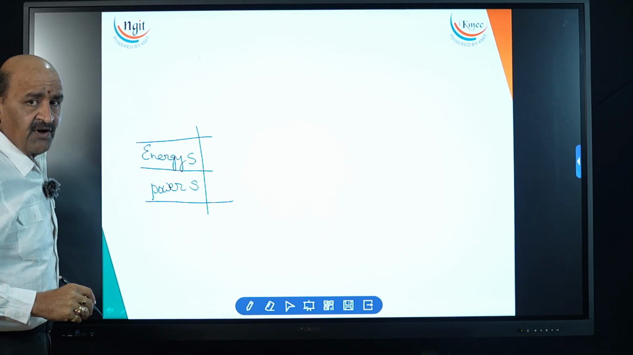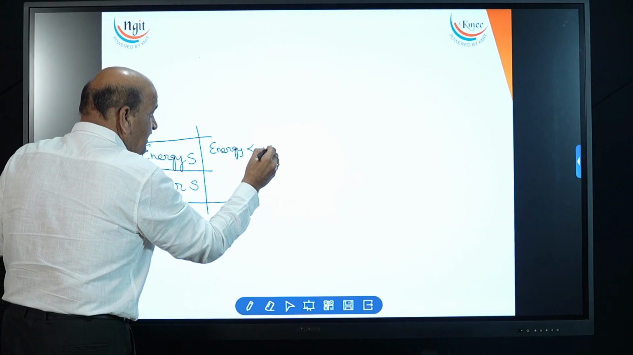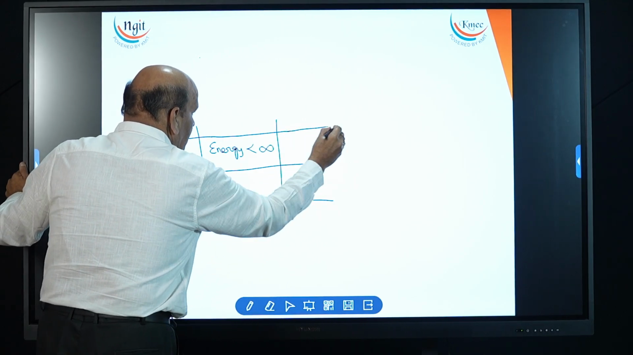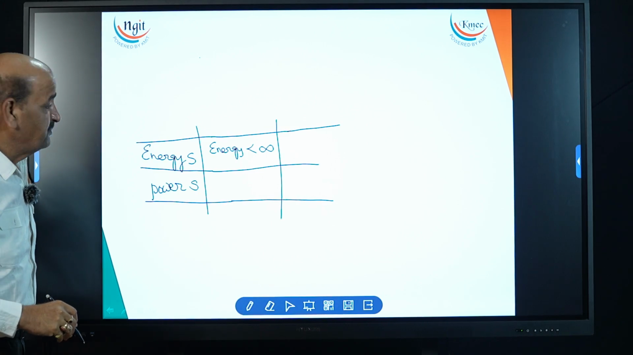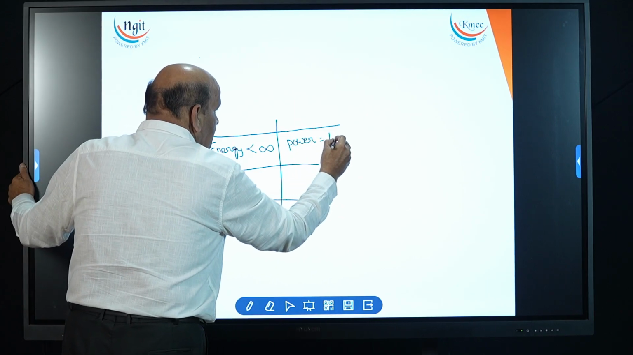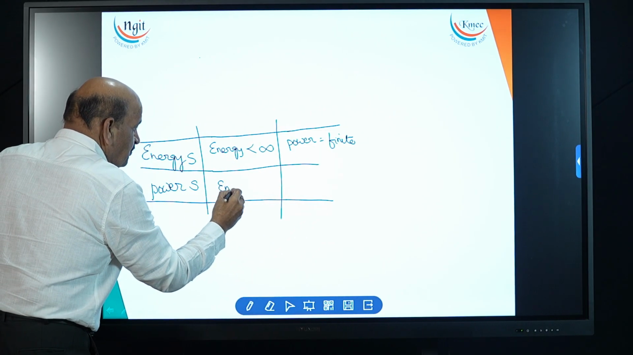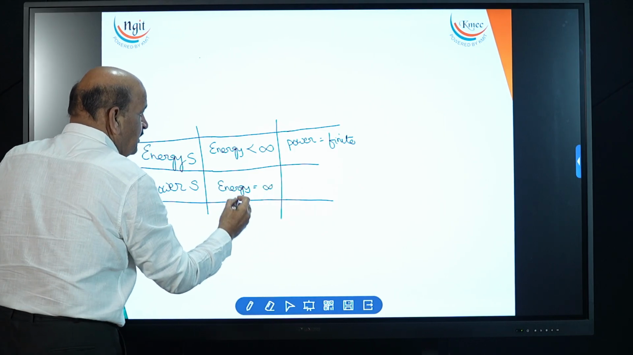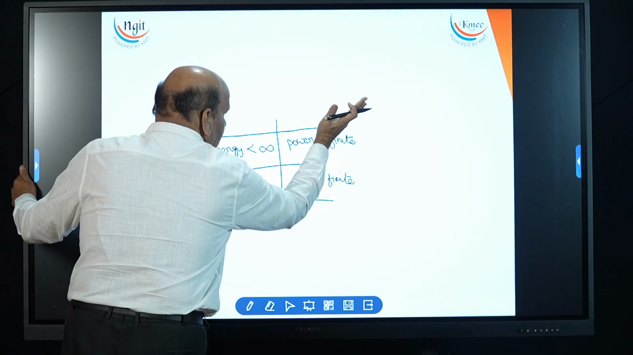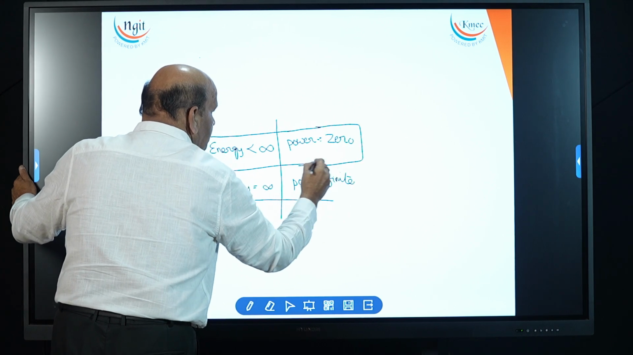First, a signal is called an energy signal if energy is less than infinity, and here the power is 0. In a power signal, energy is infinite, so here power is finite. Now, this is very much important.